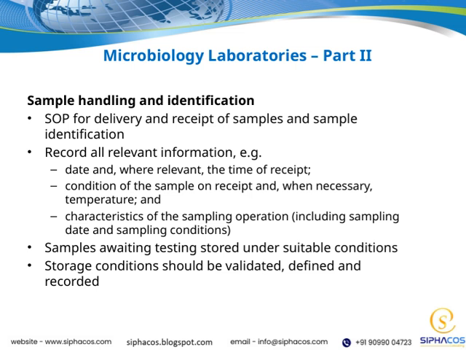When a sample arrives, record all relevant information. This includes the date and, if applicable, the time of receipt. Additionally, note the condition of the sample upon arrival, such as whether it was intact, any visible issues, and, when necessary, the temperature it was received at. It's also important to document characteristics of the sampling operation itself, like the sampling date and the specific conditions under which the sampling was performed. This information is vital for traceability and for understanding any variables that might affect the test results.